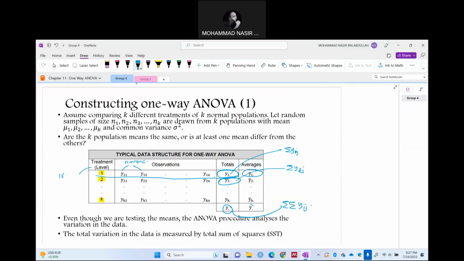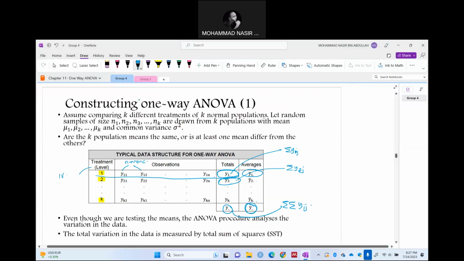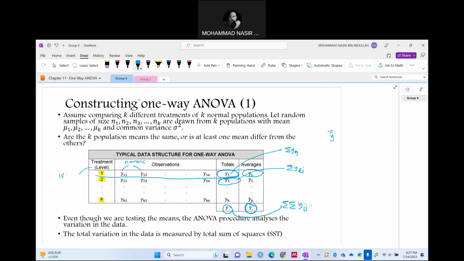And then we need to find the mean of all average. That means this is the average for treatment 1, this is the average for treatment 2, until the average for treatment K. We need to find the average of the average. So y bar is equal to y bar 1 plus y bar 2 plus until y bar k, divided by k. K means the number of treatments, the number of groups. Can you understand this concept?